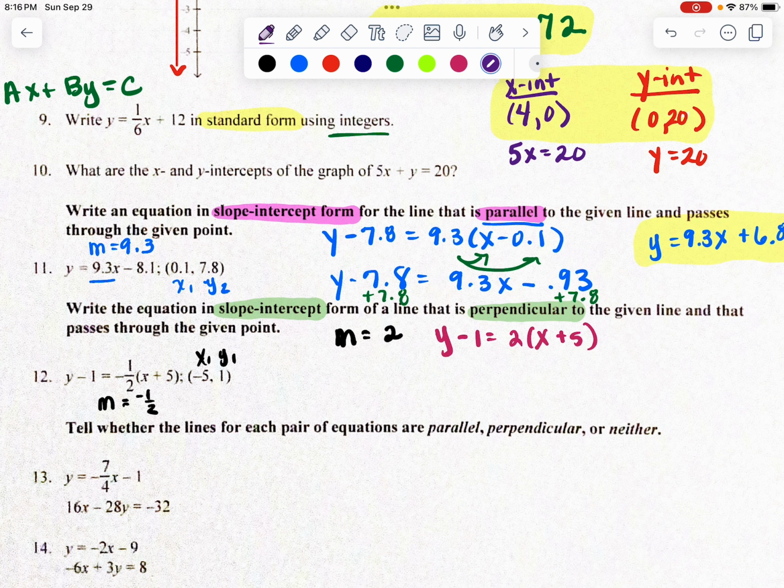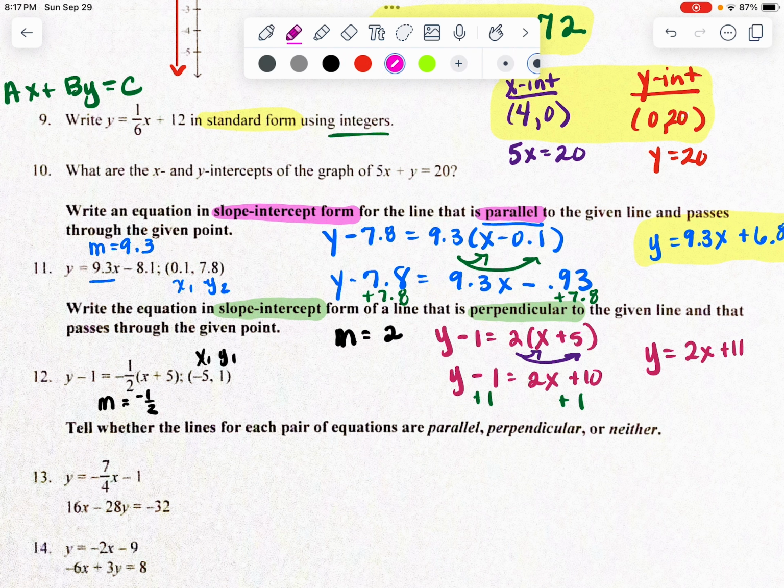Again, using the distributive property, I get y minus 1 equals 2x plus 10. And then, of course, I'm going to have to add the 1 to both sides. So my answer is y equals 2x plus 11 is the equation that is perpendicular to the given equation and happens to pass through the point -5 and 1.